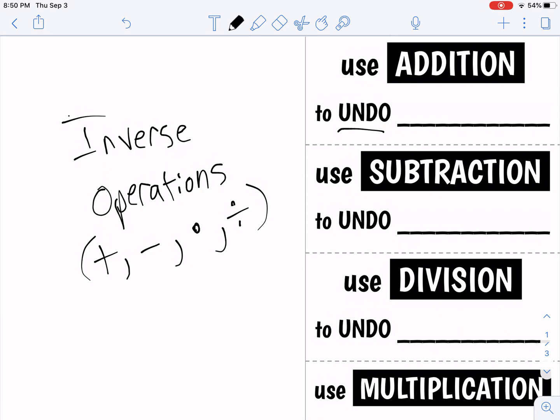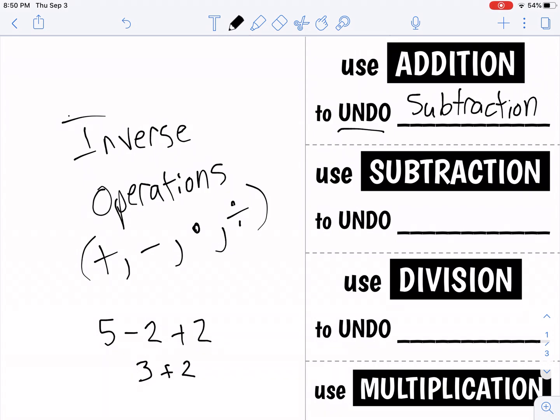For instance, we would use addition to undo subtraction. Now you might say, well, Mr. P, what do you mean we use addition to undo subtraction? Well, let's say I had 5 minus 2. What's 5 minus 2? Well, it's 3, right? If I want to get back to having 5, how do you undo the subtraction of 2? You add 2, right? So 5 minus 2 is 3, and if I add 2, that gets me back to 5. So this addition of 2 undid this subtraction by 2. It's the opposite.